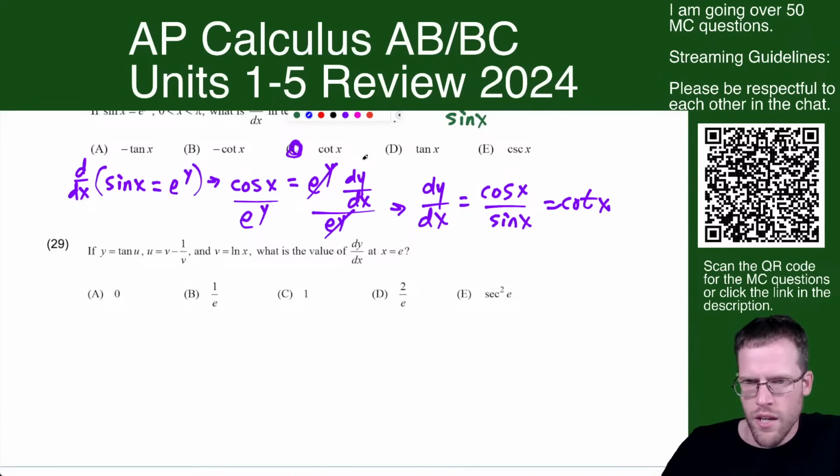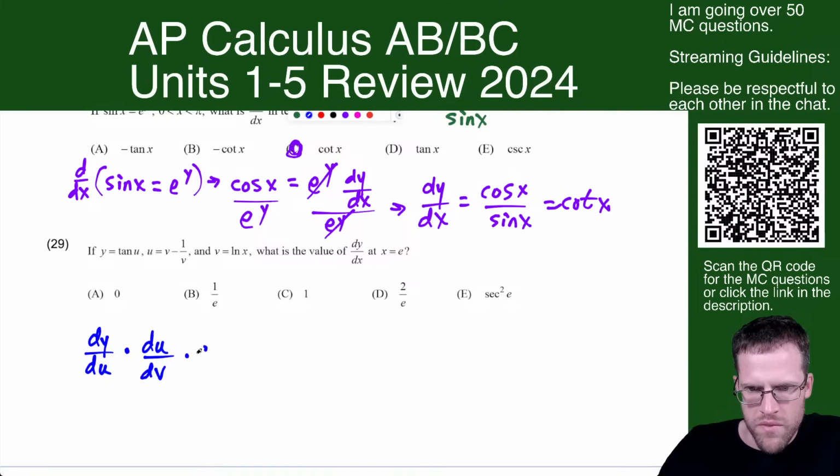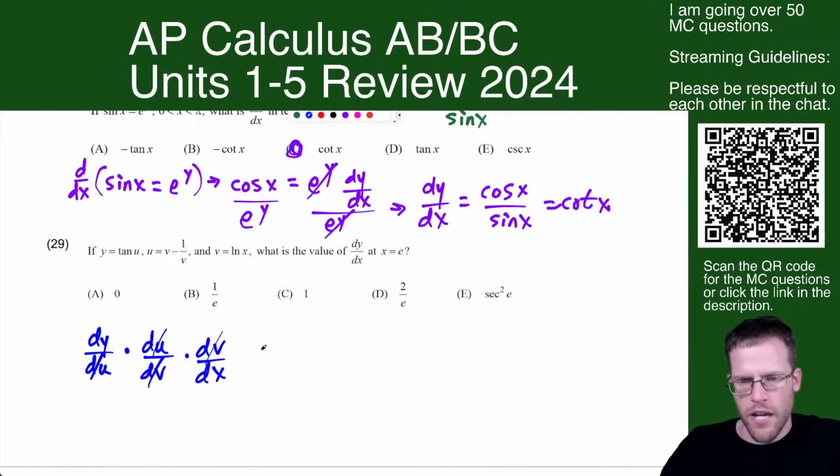All right, so this is like crazy chain rule. You ready? So here, if I have dy/du, which I'm getting from y is tan u, times du/dv, times dv/dx, if these all cancel, like just imagine this canceling this, you see how it gives us dy/dx. This is all equal to dy/dx.